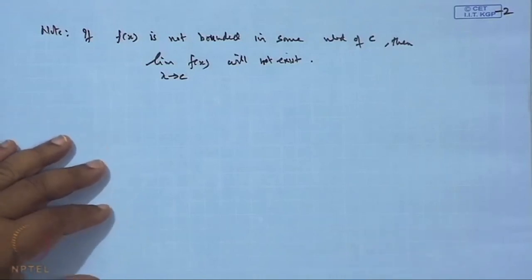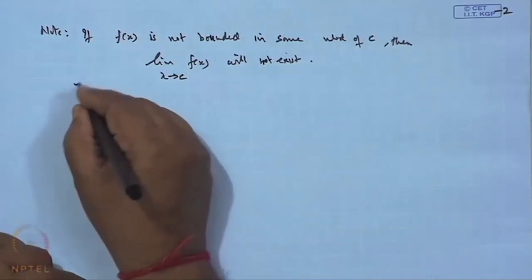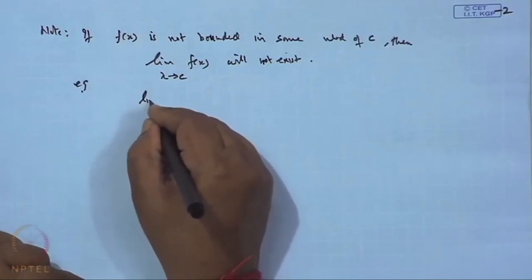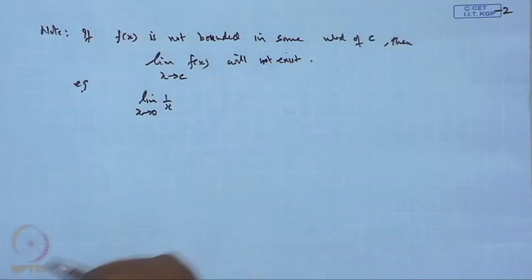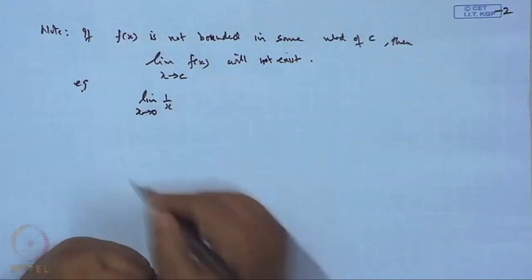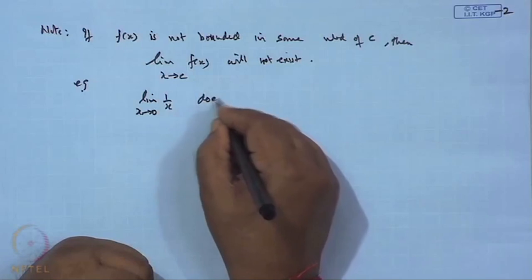So, that will be one of the reasons. For example, if we take the limit of 1 by x when x tends to 0, suppose I wanted to know whether the limit exists or not. Okay. So, this limit does not exist.